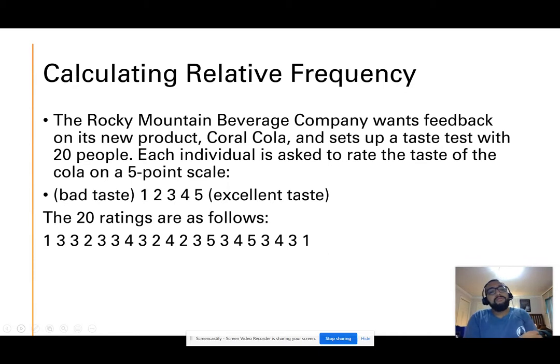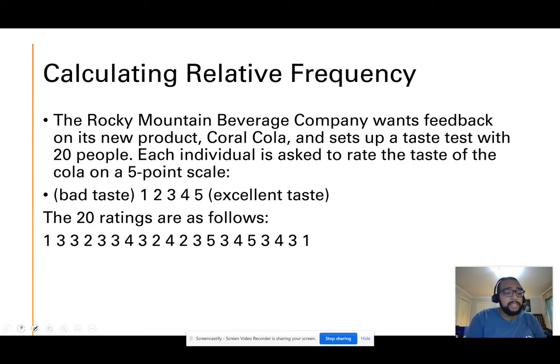Perfect. So let's make sure we know how to calculate relative frequency. So there's just this example I pulled. The Rocky Mountain Beverage Company wants feedback on its new product, wow, I can't speak. That's funny. Coro Cola, and sets up a taste test with 20 people. Each individual is asked to rate the taste of the cola on a 5-point scale. So one being bad taste, five being excellent taste. As you can see, all these numbers vary.